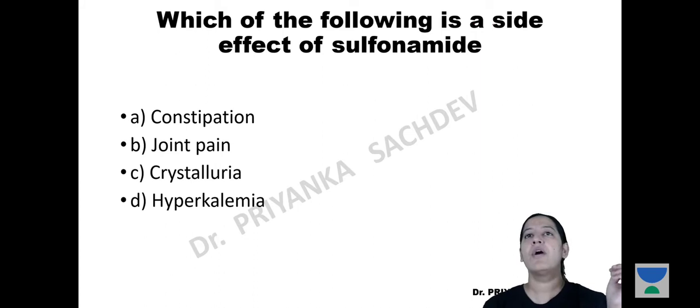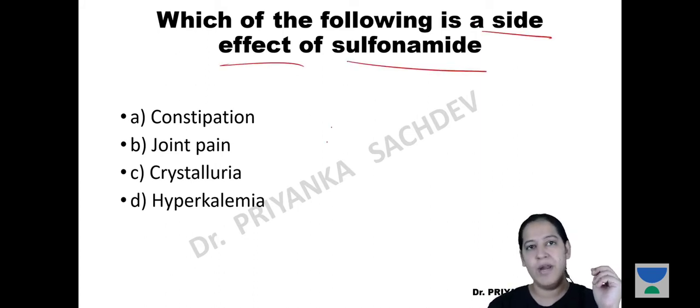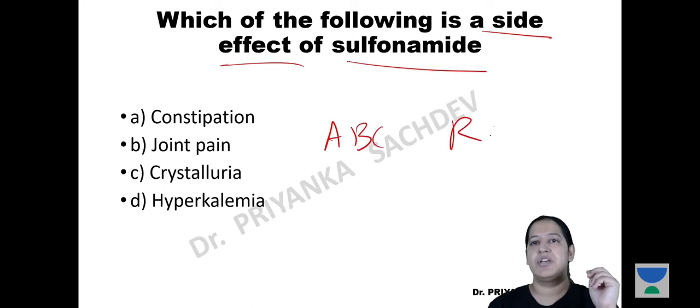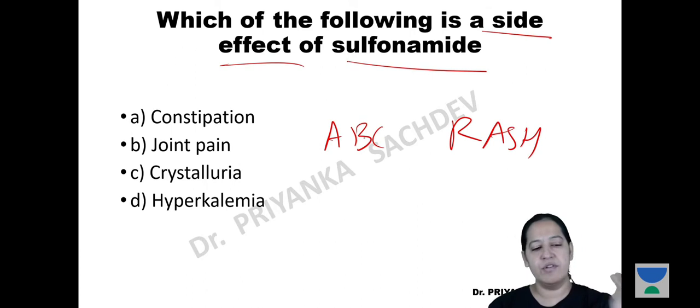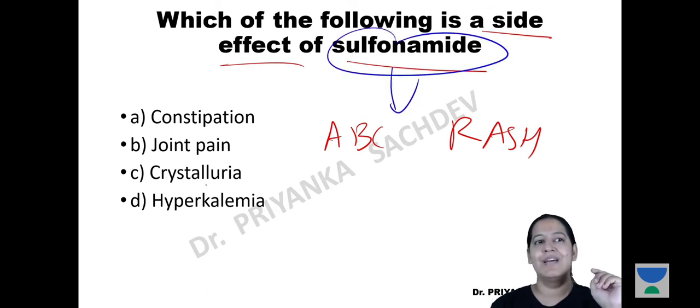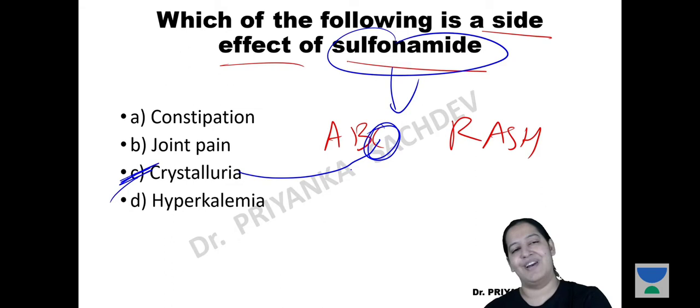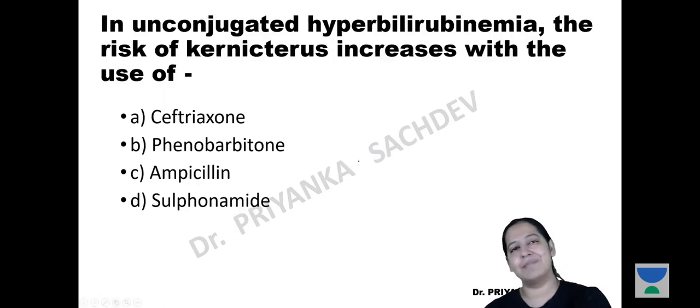Which of the following is a side effect of sulfonamide? I'm asking about the adverse effect. You know the mnemonic. The mnemonic is ABC rash. Now apply this mnemonic and see which of the following is fitting in this mnemonic. If you know the mnemonic, you can apply it. So yes, you all are right. Crystalluria. C stands for crystalluria. So the correct answer here is C. Very good. So that is how you can crack the MCQs if you know the mnemonic.